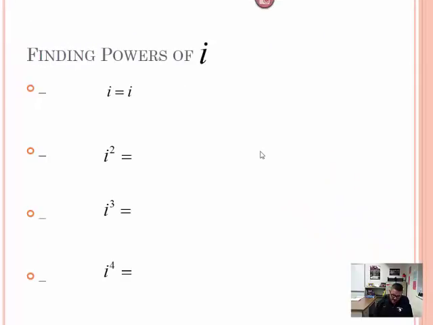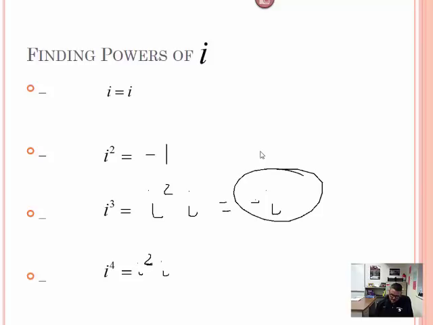Last thing we're going to talk about, we know i squared is negative 1. So what would i cubed be? Well, isn't i cubed i squared times i? So isn't that i, or excuse me, i squared is negative 1, so negative 1 times i, which would be negative i. And isn't i to the 4th i squared times i squared? And isn't that negative 1 times negative 1? And negative 1 times negative 1 is 1. So i to the 4th is 1.